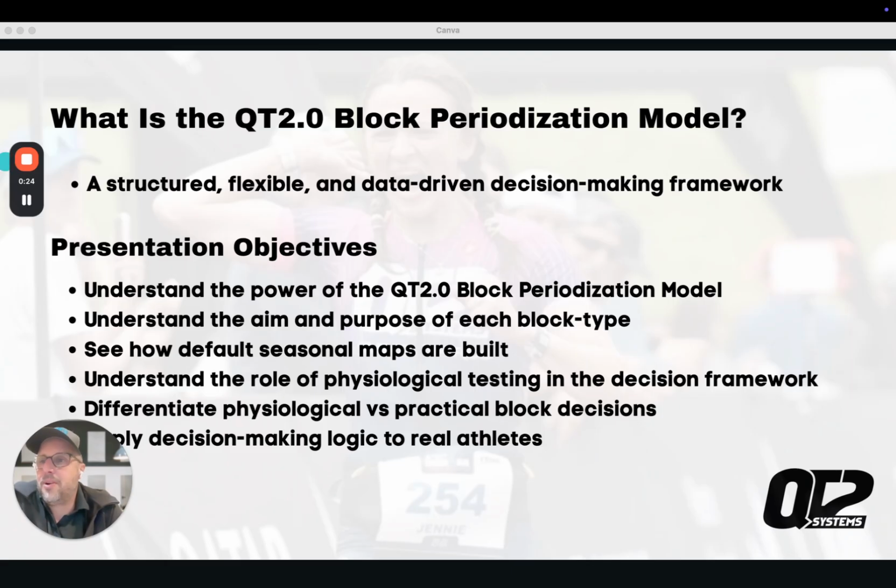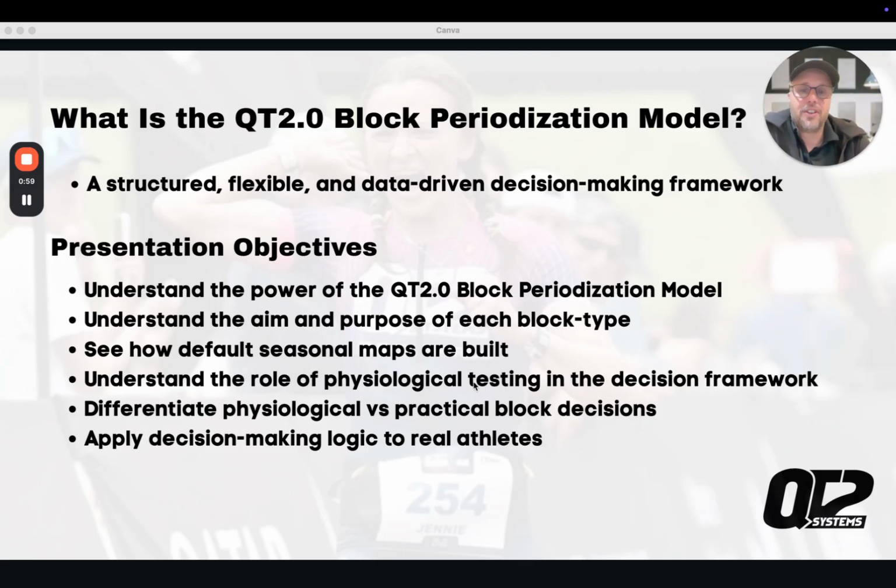The block periodization model aims to maximize training adaptation efficiency by minimizing the interference effect that occurs when trying to work on too many things all at once. Throughout the course of the training intelligence series, the three presentations, we will cover each of these following objectives. We're going to try to understand the power of the QT 2.0 block periodization model, understand the aim and purpose of each block type, see how default seasonal maps are built.